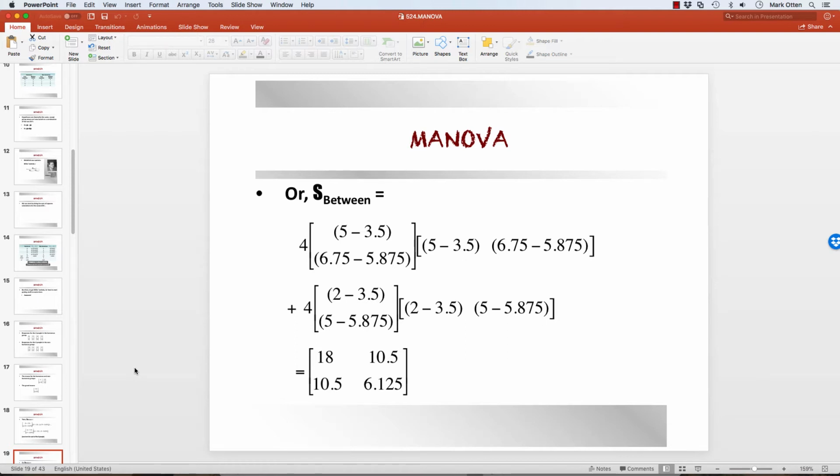Then you multiply that by 4. Then you pause, put it in the top right portion of the matrix. Then you go to the next term. You've got 2 minus 3.5 multiplied by, on the left, 5 minus 5.875 on the right. And you'll get something there. Then you multiply that by 4, and then you add it to the first one, which was 5 minus 3.5 times 6.75 minus 5.875 times 4. And that gives you your 10.5.